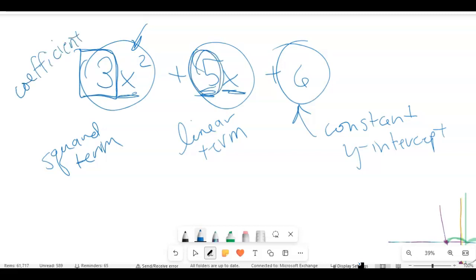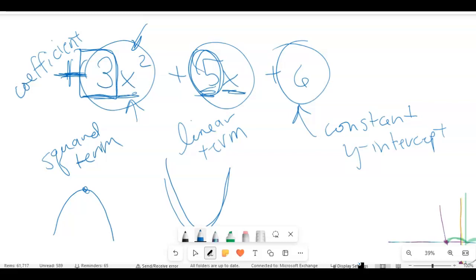This 5 is also a coefficient, but the coefficient in front of x squared is what tells us whether the graph remains skinny, wide, the same, or whether it flips upside down. If we add a negative to this, it's going to flip upside down, we'll have a maximum. If there's a positive, it's right side up, open up with a minimum.